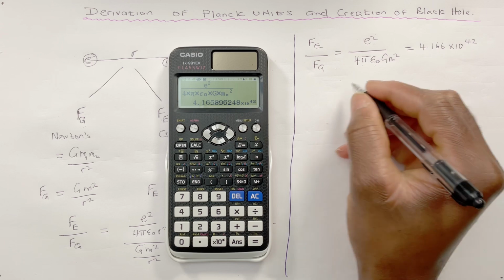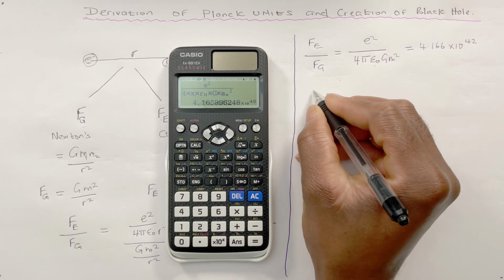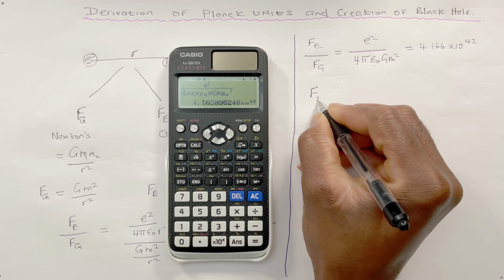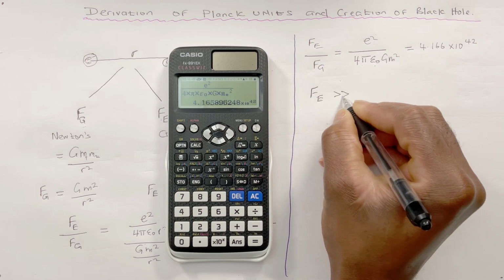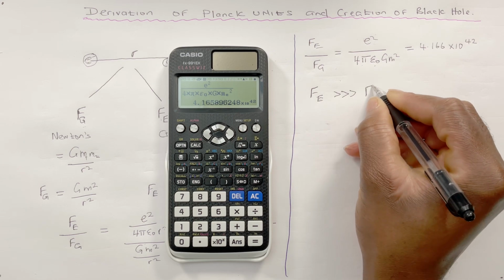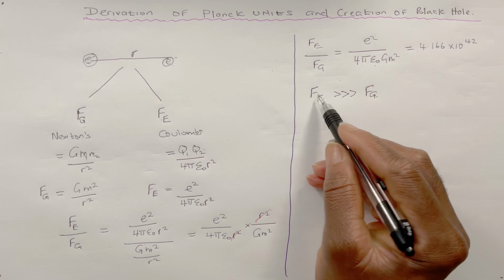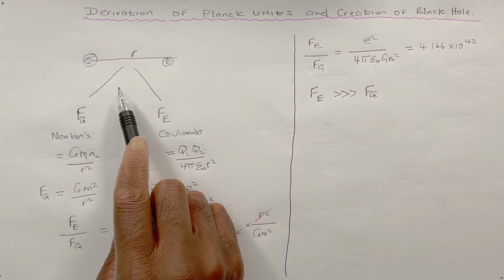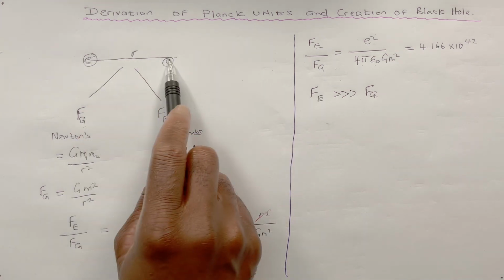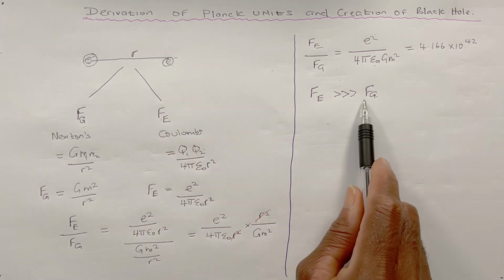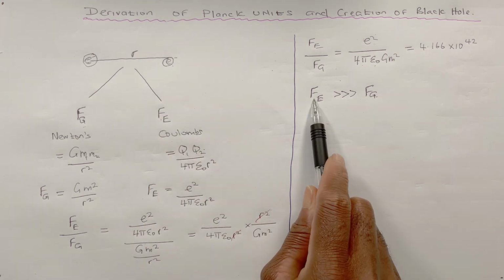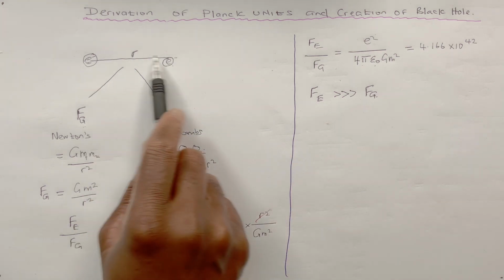What that means is that the electrostatic force, F_E, or the Coulomb's force, is far greater than the gravitational force. The Coulomb's force is more effective here because of the size and the range. The gravitational force is an attractive force, but the Coulomb's force in this case is a repulsive force.